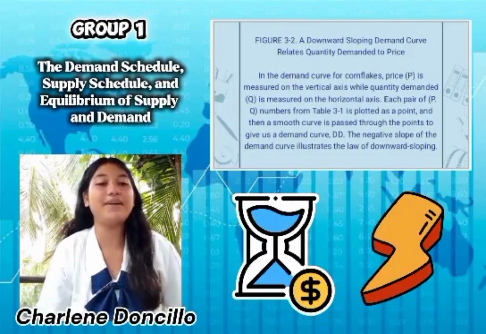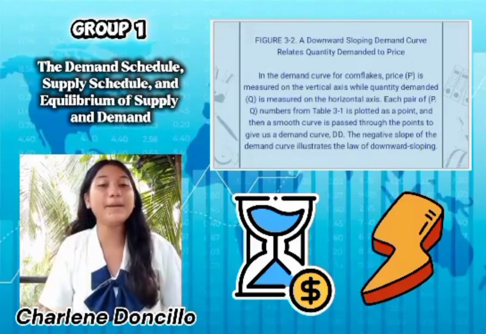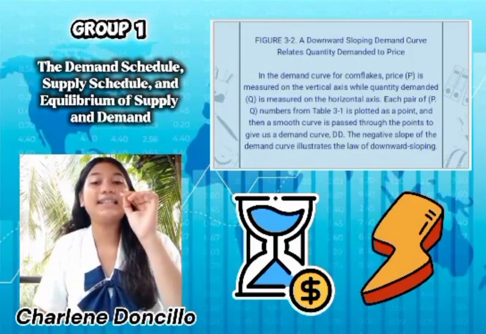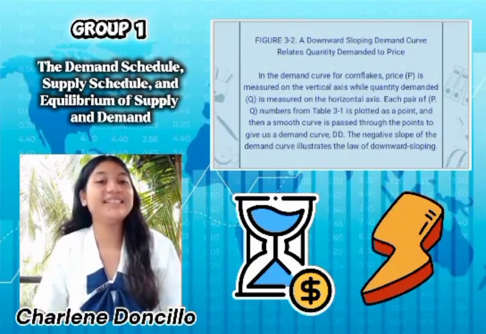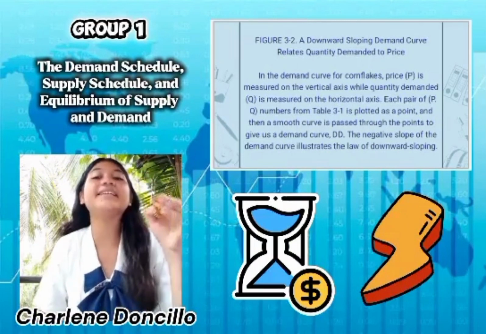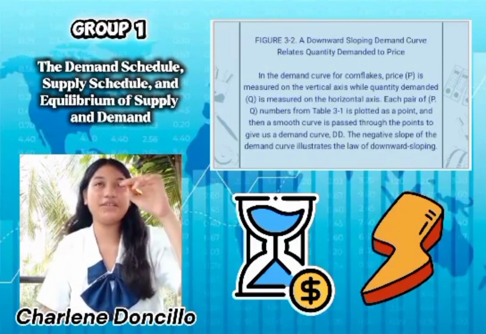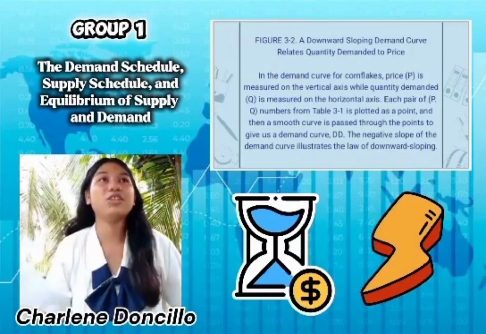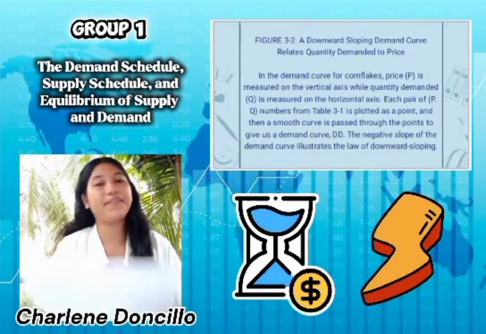So this downward slope means that as the price decreases, the quantity demanded increases, showing the law of demand. The law of demand says that as the price decreases, the quantity demanded increases.